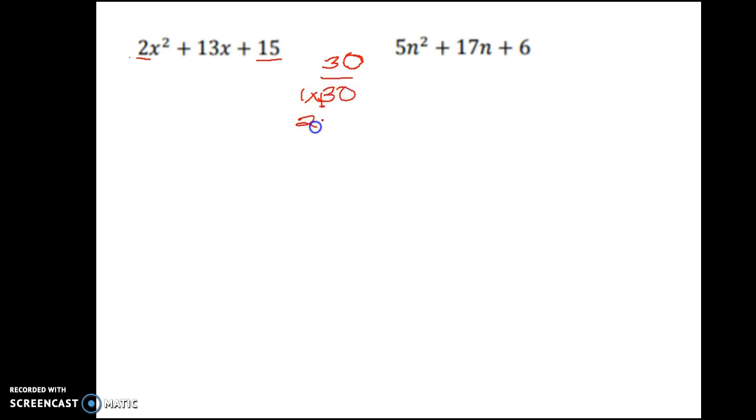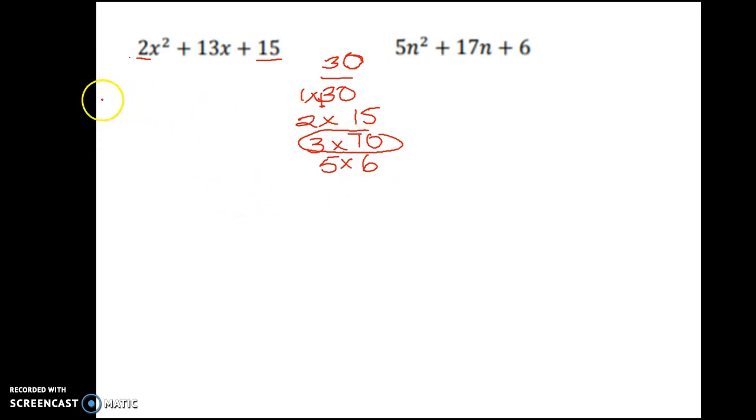I'm going to have 2 times 15. And I'm going to have 3 times 10. And 5 times 6. So when I look at those, if I need them to add to 13, I'm going to use 3 and 10. Okay, so that's add to give me 13.